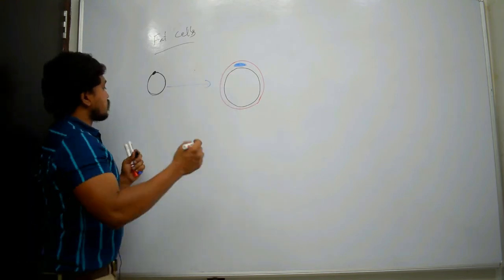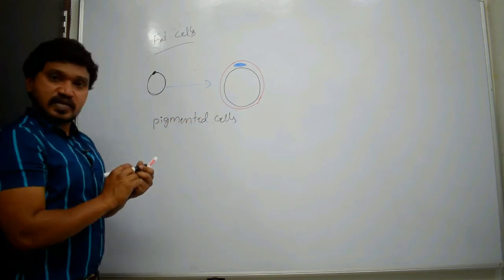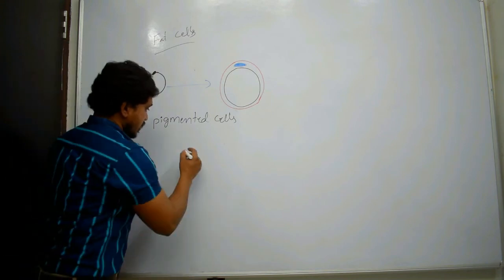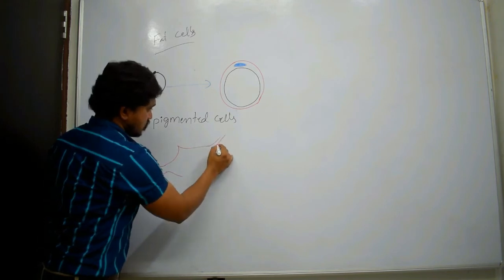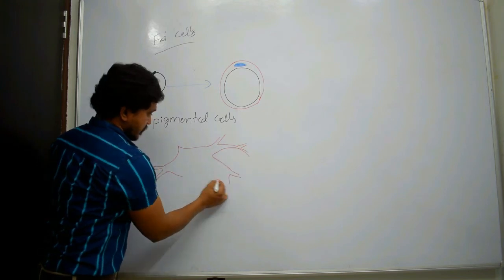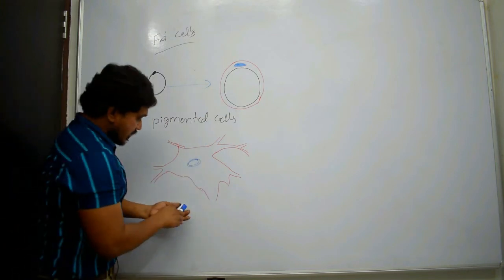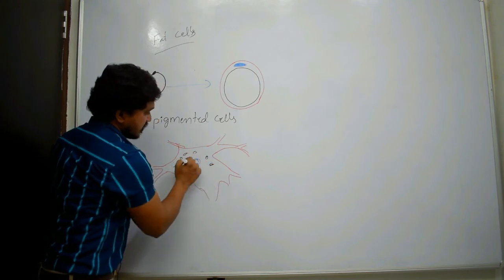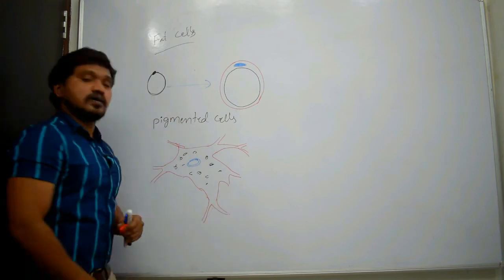Next cells which we are going to discuss are pigmented cells. Cells are flattened and contain branching processes. So the cell will be like this. Flattened cells will be there. These flattened cells show processes. Those processes are branching in nature. That means branching processes will be present. These cells contain a nucleus and granules which contain melanin. That means it contains pigmented granules. These are the pigmented granules. These pigmented granules contain a brown color pigment called melanin.